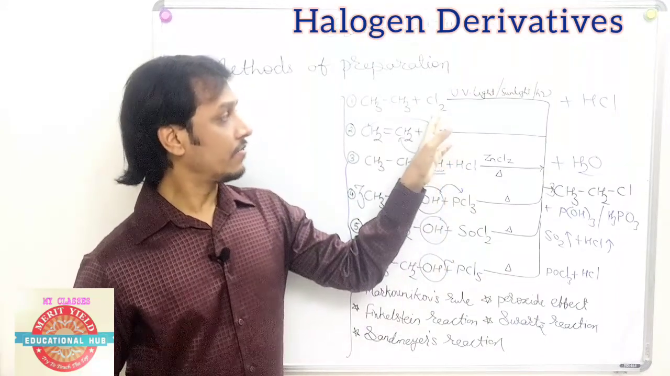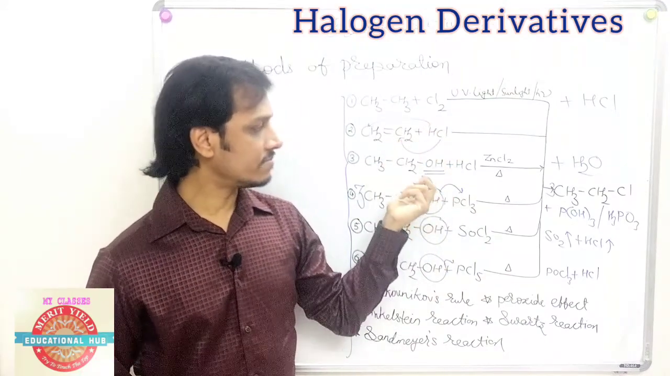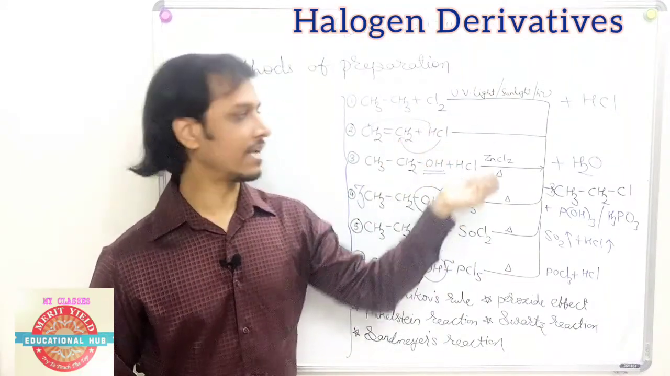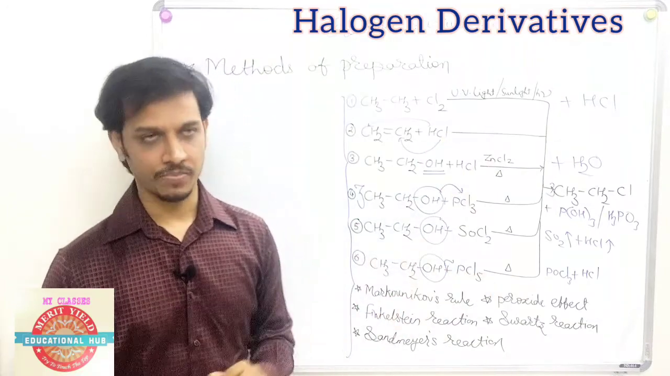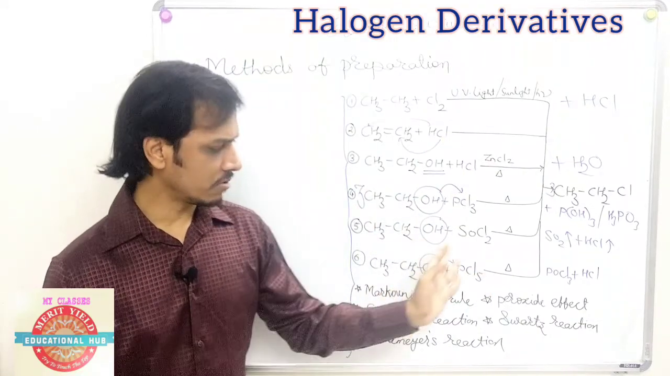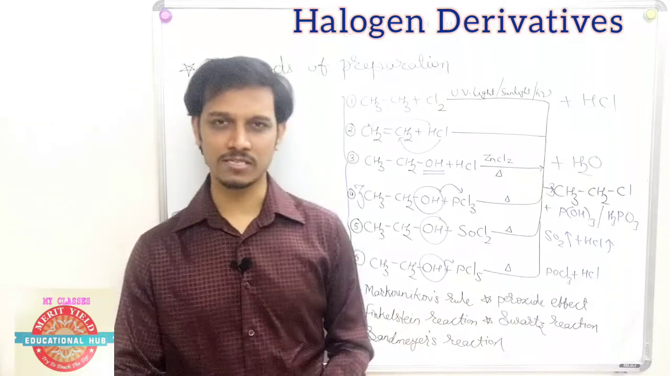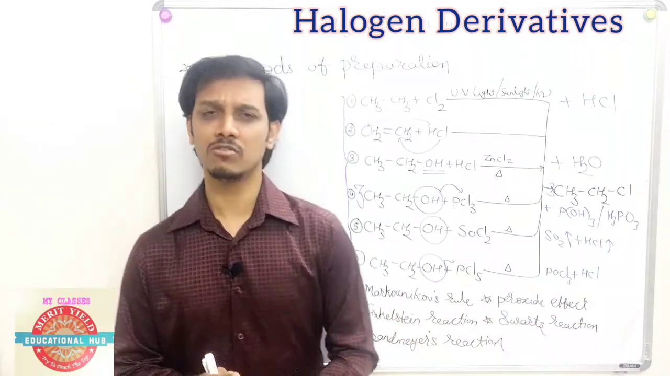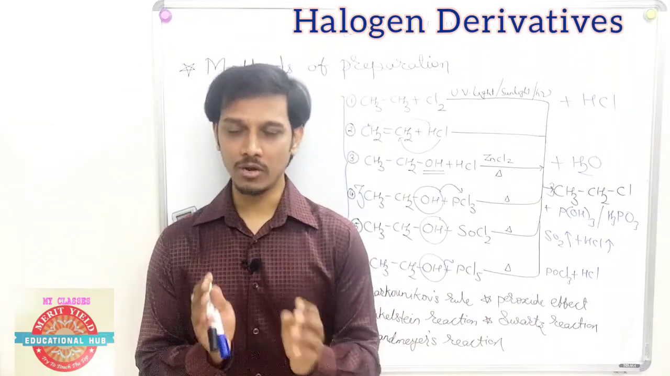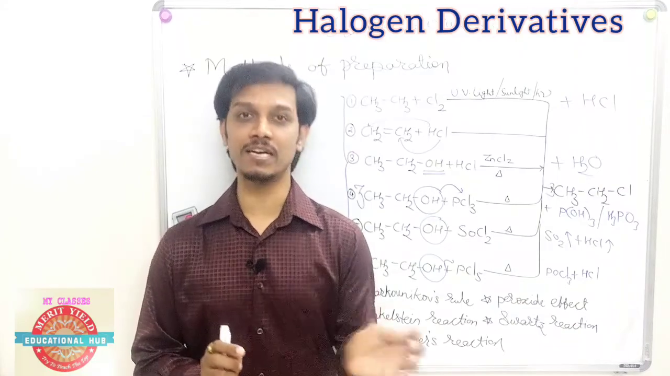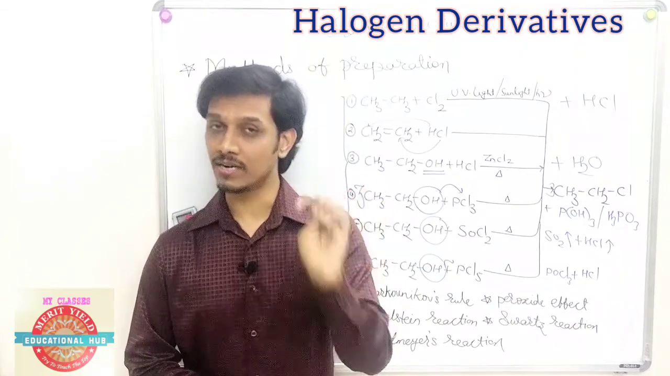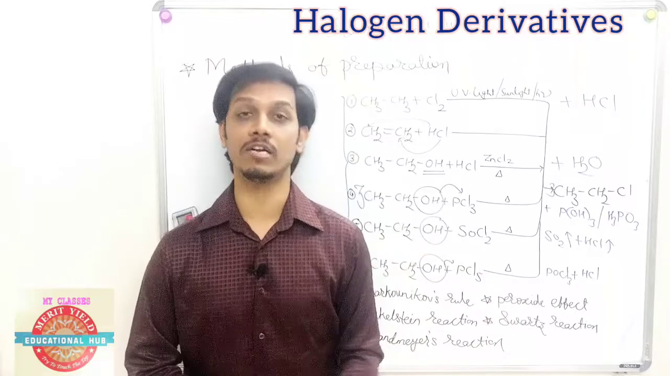Here we have to replace a good nucleophile by a bad nucleophile. That's why the specific reactions are there. After this, we have Markovnikov's rule, peroxide effect, Finkelstein reaction, Swartz reaction, Sandmeyer's reaction. So there are so many reactions. I'm not trying to teach you whatever is present in the book. I'm trying to make you understand how to understand what is written in the book.